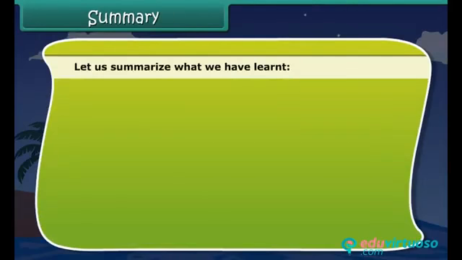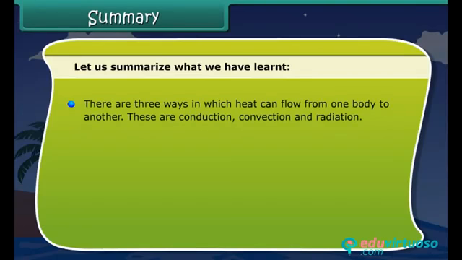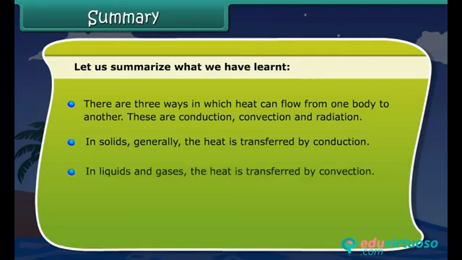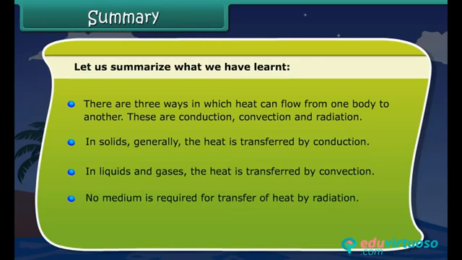Let us summarize what we have learned. There are three ways in which heat can flow from one body to another. These are conduction, convection, and radiation. In solids, generally the heat is transferred by conduction. In liquids and gases, the heat is transferred by convection. No medium is required for transfer of heat by radiation.